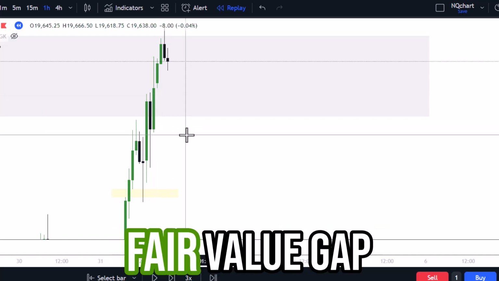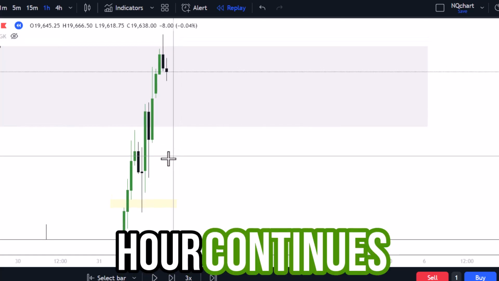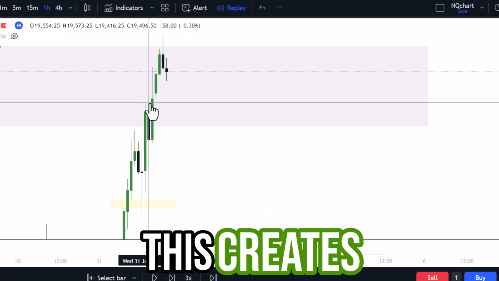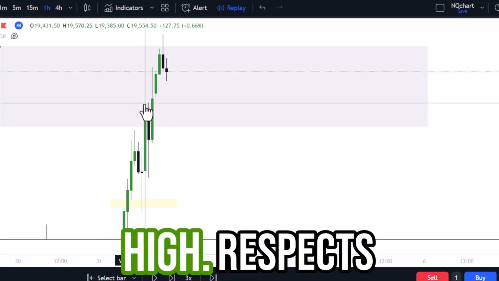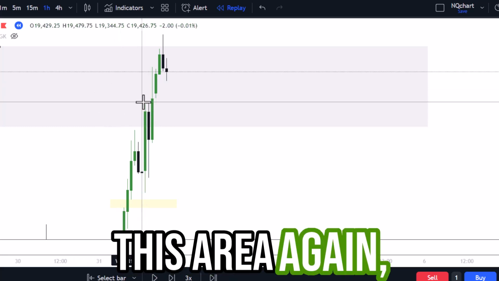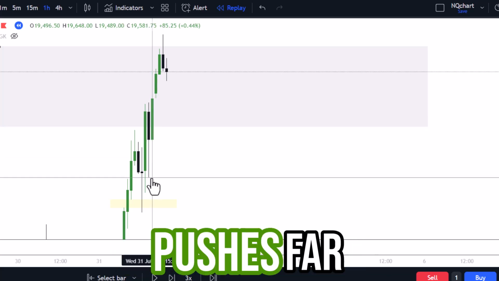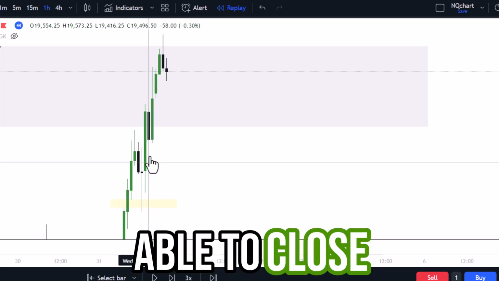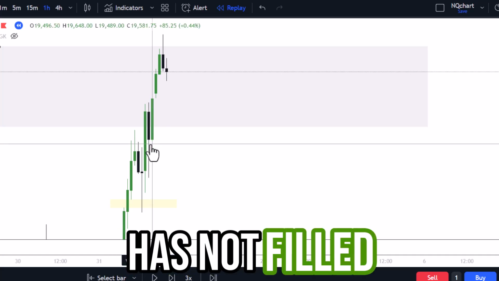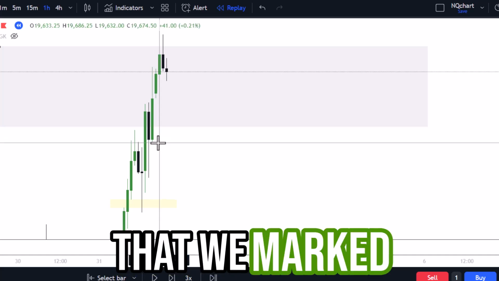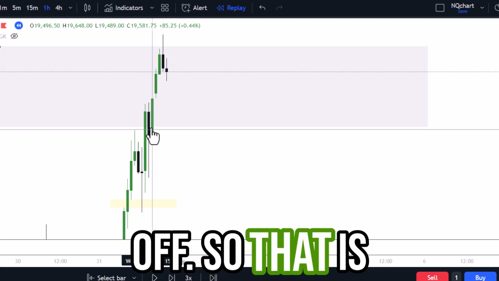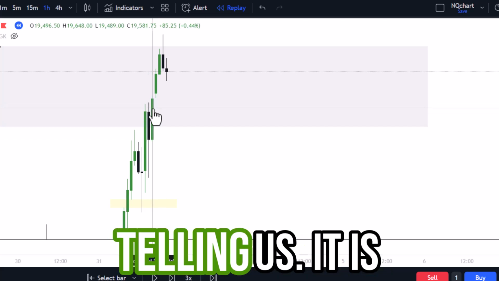Remember, the high time frame fair value gap on the 4-hour continues to push up into this, creates another significant high, respects this area again, pushing down into this area. We see the wick pushes far down, but is not able to close because it still has not filled out this gap that we marked off. So that is the story that price is telling us.